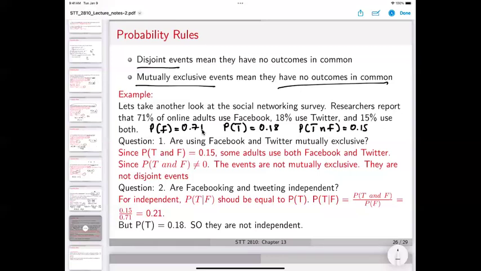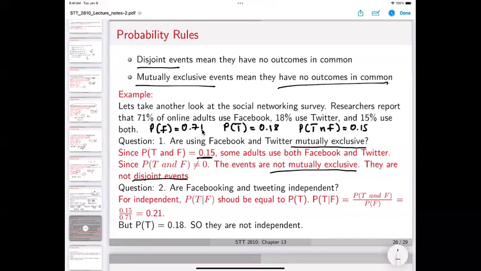Now, the question is that we are trying to verify if using Facebook and Twitter are mutually exclusive. What does mutually exclusive mean? They shouldn't have any outcomes in common, or their intersection should be zero. Does that make sense? That is what a mutually exclusive event means. Here, their intersection is what? 0.15. It is not zero. Is that okay? And so we can say that they are not mutually exclusive, or they are not disjoint events.